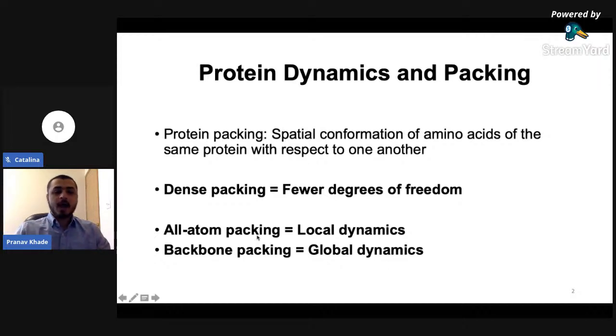So how it is multi-scale, you'll see later in the presentation, but just for your information, if we apply this technique which I'm going to explain on all the atoms of the protein, we will be able to see the local dynamics, or what are the changes happening on the local level, local time scale. Whereas if we take only the backbone atoms of the protein, which is kind of coarse-graining the structure, we can make inferences about the global dynamics of the protein.